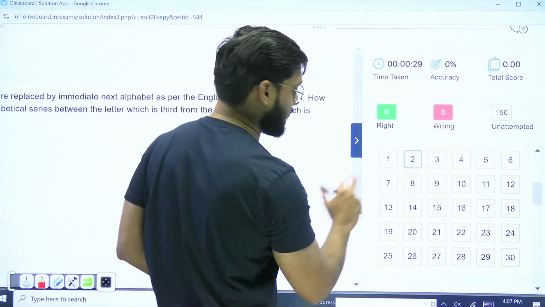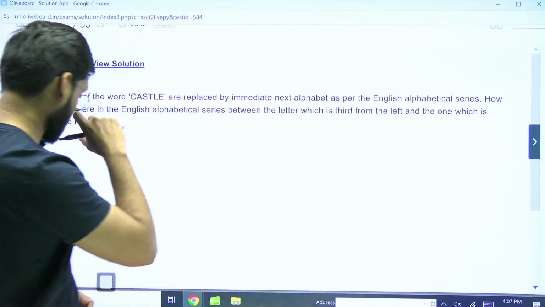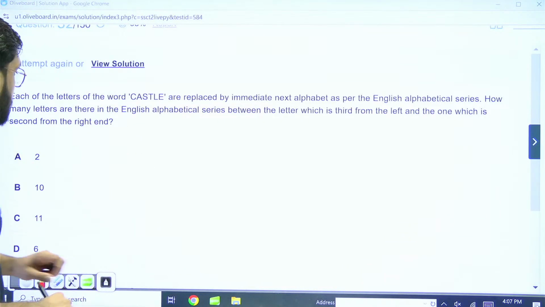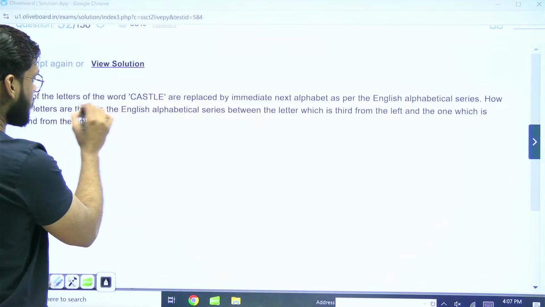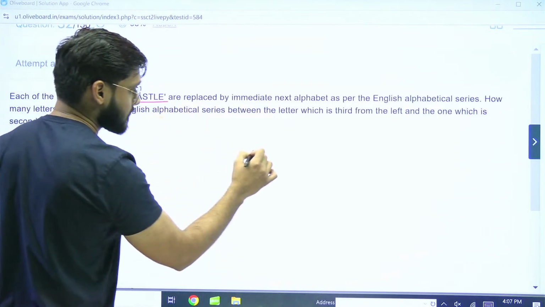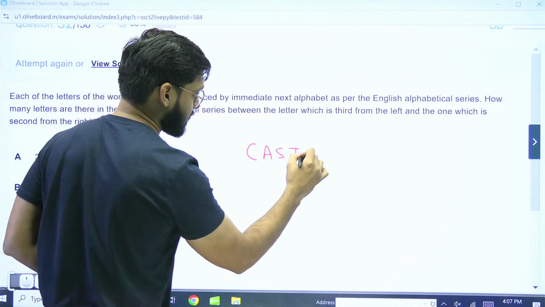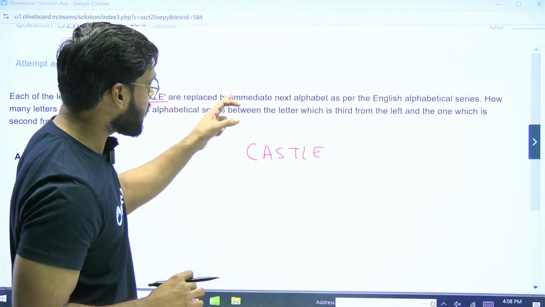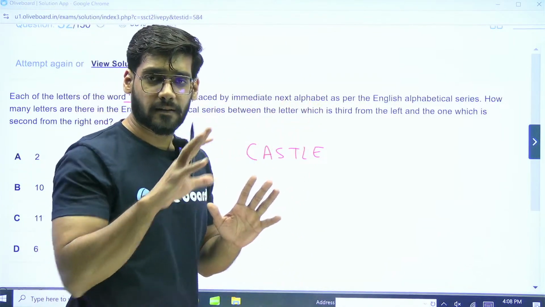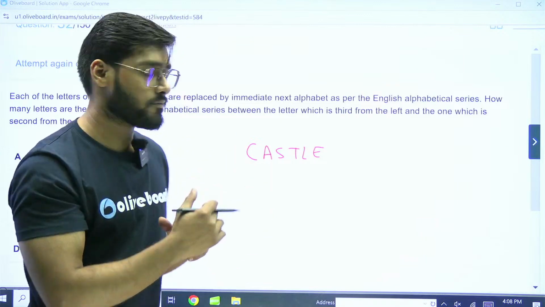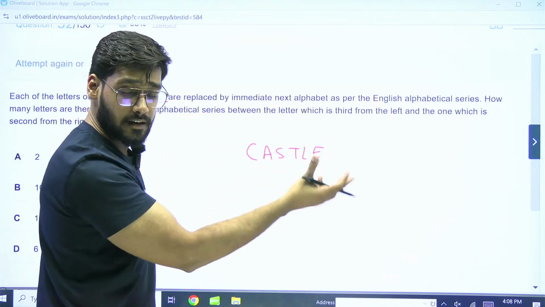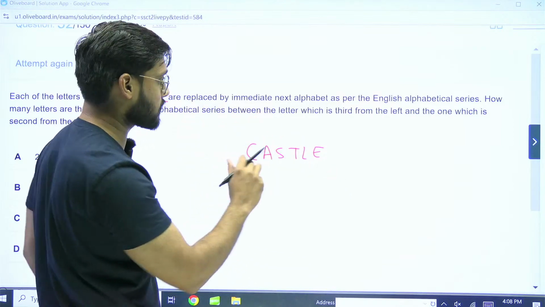Let's move on to the second question. How to approach this question? If each letter of the word castle, C-A-S-T-L-E, is replaced by the immediate next alphabet. Please read the question first, then we will solve. I am not going to replace the letters with the next letter yet; I am going to read the question first.